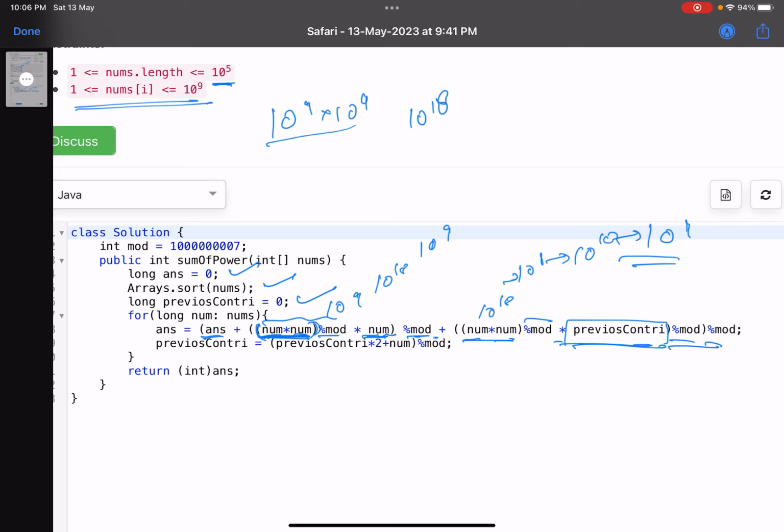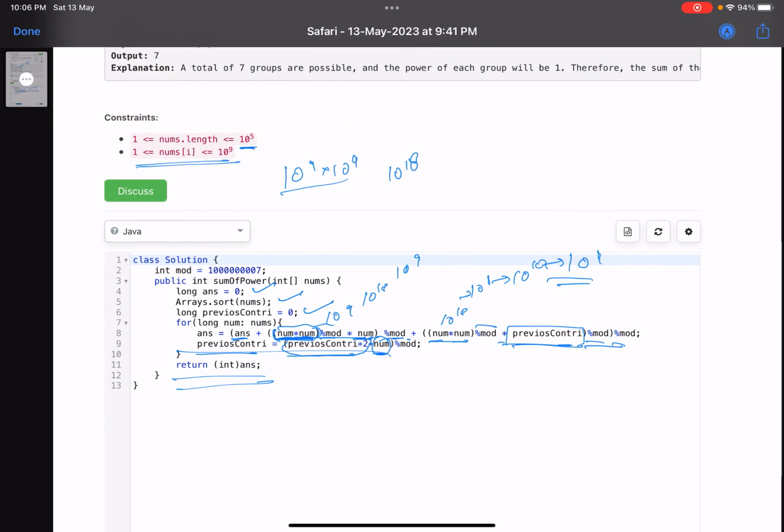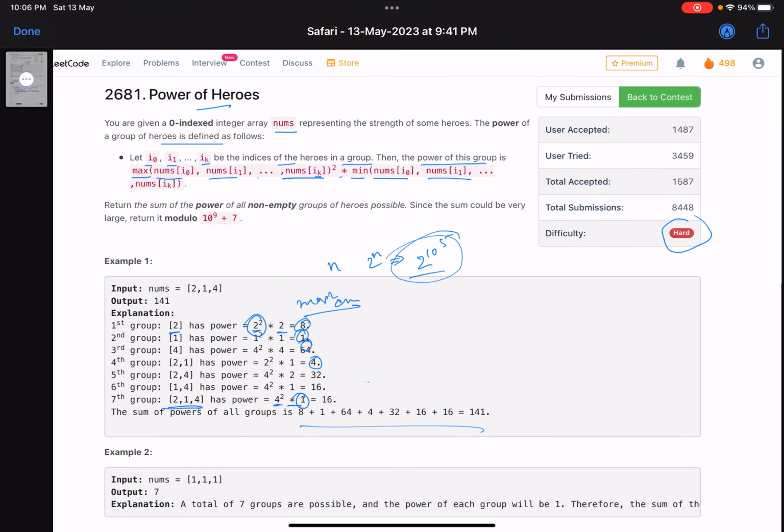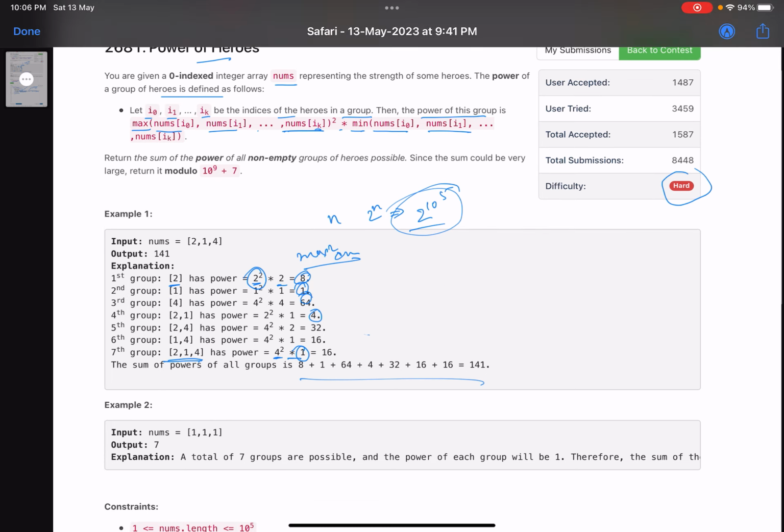Okay. Finally, what you do, previous contribution equals previous contribution into 2 plus the current number, because now the number of subsets will be multiplied by 2 and the current number will also be added so that it contributes in the future subsets. Okay. And finally you return your answer. So yeah, that's it for this problem. This was a very good problem, I would say. A better version of the contribution technique that you generally use in these types of problems.